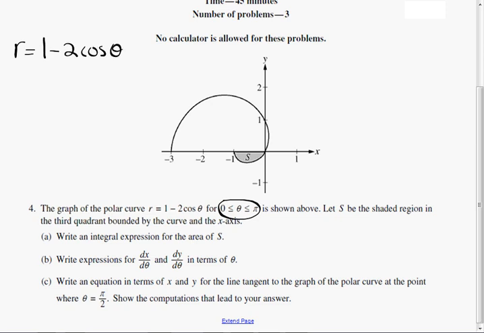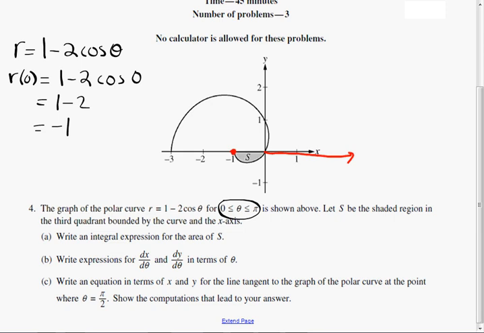So what is r of 0? I want to know where I start. It's 1 minus 2 cosine of 0. Okay, so r is equal to 1 minus 2, which is negative 1. So I'm going to rotate 0 degrees. I'm on this line, but the radius is negative 1. So guess where I'm at? I'm right there. See what I'm talking about with knowing how to graph things?